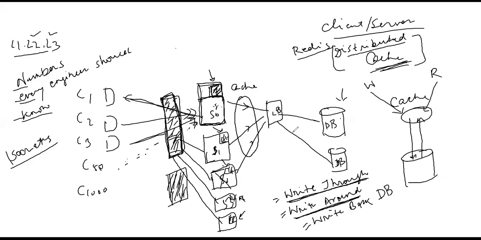So let's say I get a write-through request on server 0, and I write through to the database, so I change the value in the database. How does server 1 know that the value has changed?